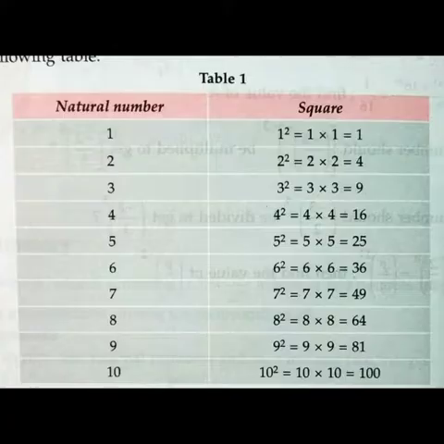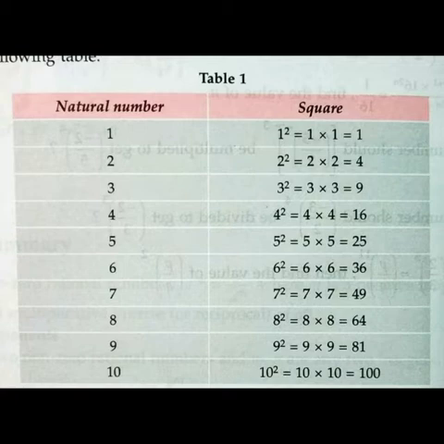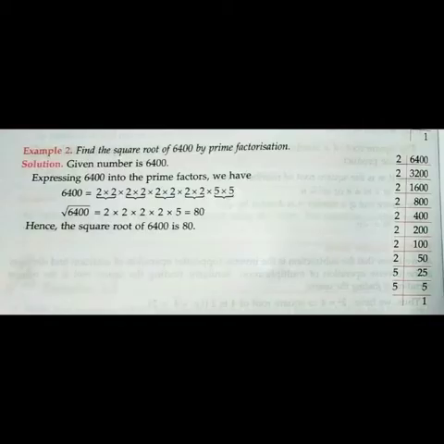Square means the square of a number is the product of the number by itself. 1 square is 1, 2 square is 4, 3 square is 9, 4 square is 16, likewise 10 square is 100. There are two methods of finding the square root. The first one is the prime factorization method and the other one is the long division method.